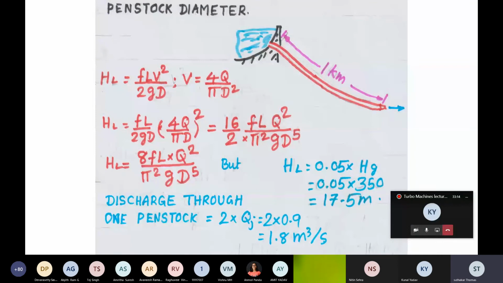Now, the discharge is through 2 penstocks. So the total power comes through 2 penstocks. Each penstock will cater to 2 jets. So that is why the discharge through 1 penstock is equal to 2 into Qj. What we have calculated is for 1 jet. So for 2 jets it is 1.8 meter cube per second.